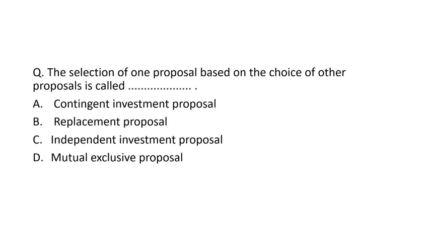Next question: the selection of one proposal based on the choice of another proposal is called a contingent investment proposal? No. Replacement proposal means, suppose you have project A and project B, so you have to select A. Will you replace it by B? No. So this is also an incorrect option. Independent investment proposal means selection of one has no impact on the other. So this will also not be correct.